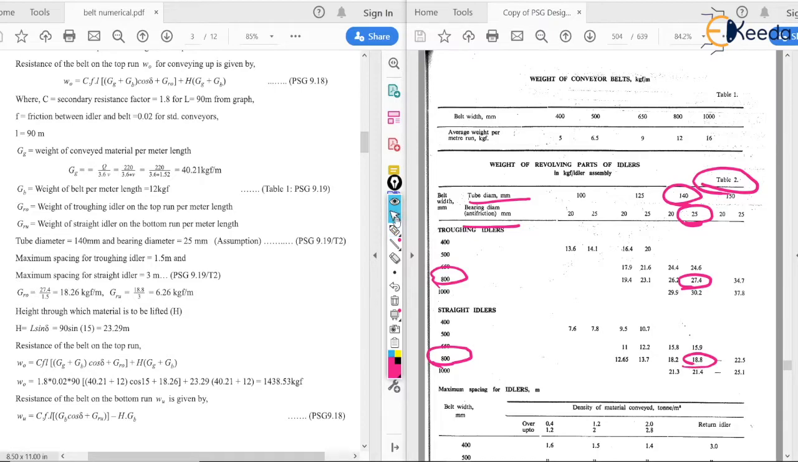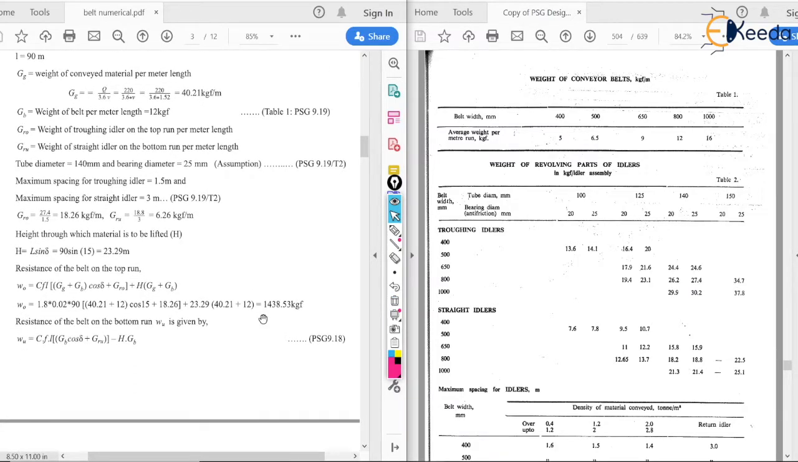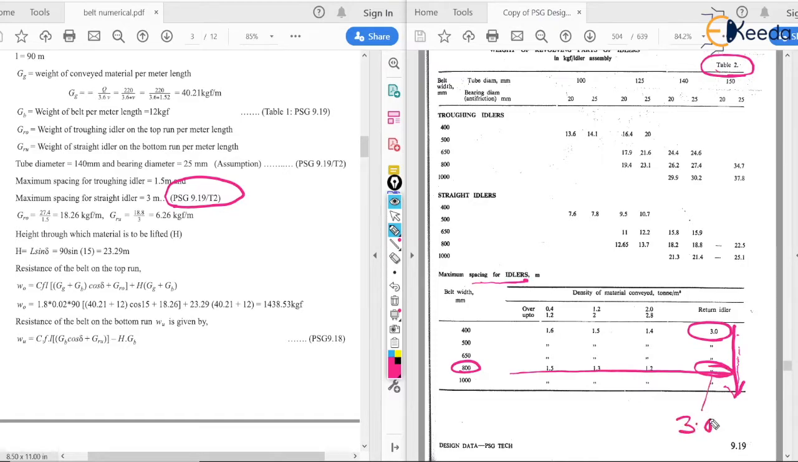Now the next one is the maximum spacing of straight idler, 3 meter, that we have taken from PSG 9.19. So let's see that. Here we have table number 2 again. This is table number 2 and the maximum spacing, as you can see here, for idlers. For straight idler it is given 3 meter and it is equal for all the distances, so we have 800. For that 800 we have 3 meter only, so we have taken 3 meter. Now next we are going to calculate GRO.